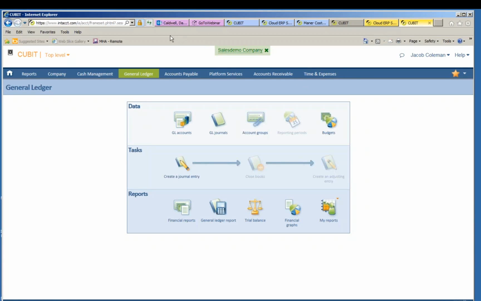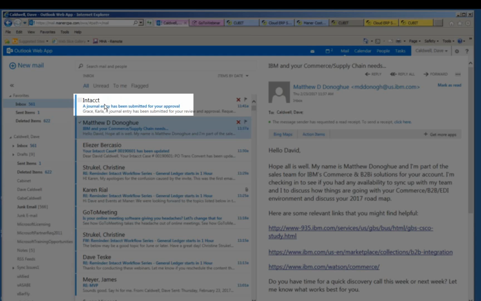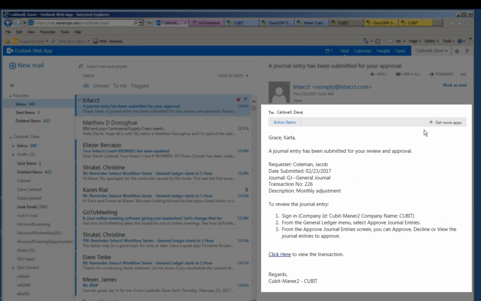Now, what I have done with both Carla and Jacob, just for the sake of showing how this emailing process from Intacct works, is that I have both Jacob and Carla pointing to my email account. They're under different domains, but they are there just for the sake of us being able to look at this. So in my inbox here, I have an entry that came from Intacct. This is Carla Grace, okay? Dear Carla Grace, a journal entry has been submitted for your review and approval. The requester is Jacob Coleman. It was submitted on the 23rd of February from the General Journal, transaction or GL entry 226, monthly adjustment.